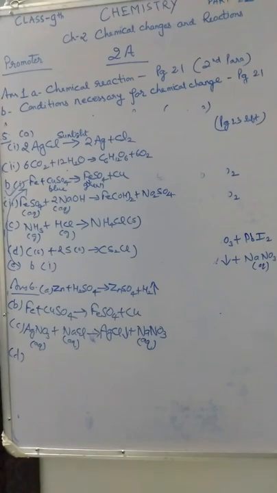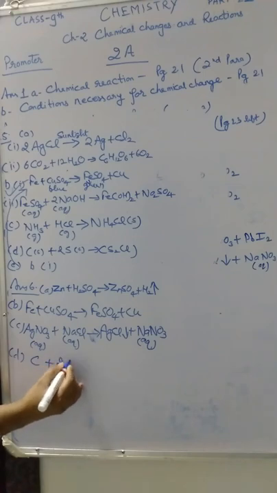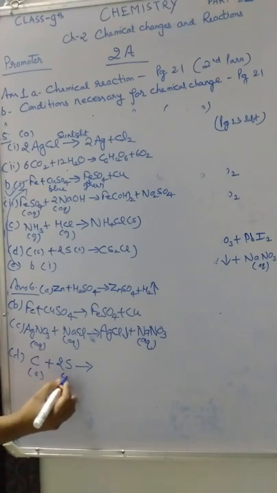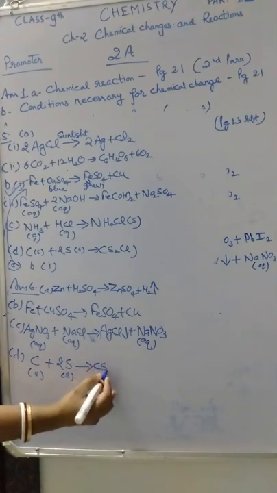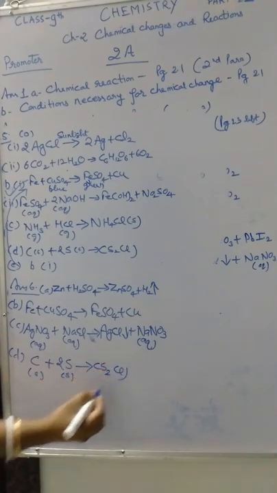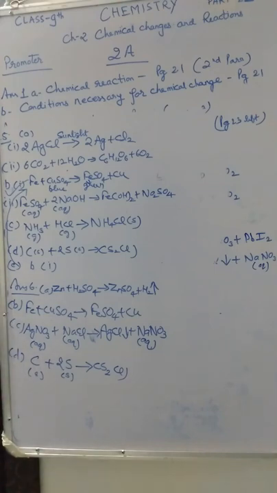Now the last one, physical state is changed. Again, either you can give this example or this example. Any example you can give. When carbon reacts with sulfur, both in solid form, you will get carbon disulfide, which is in liquid form. Okay, physical change is involved. For this you can give this answer.